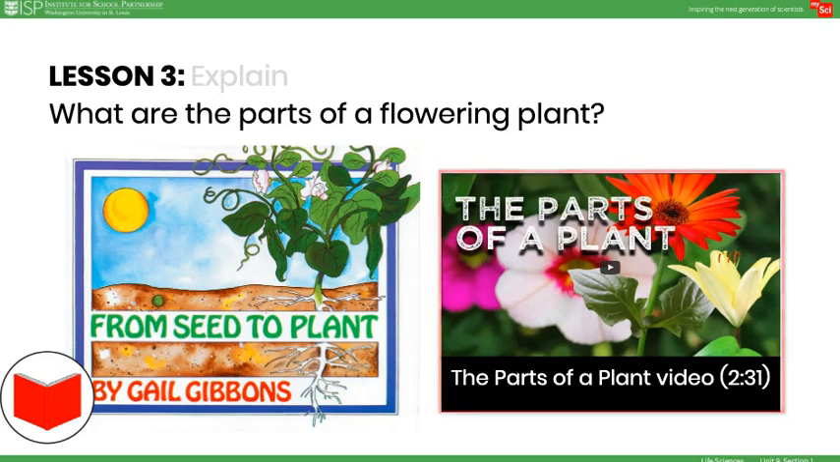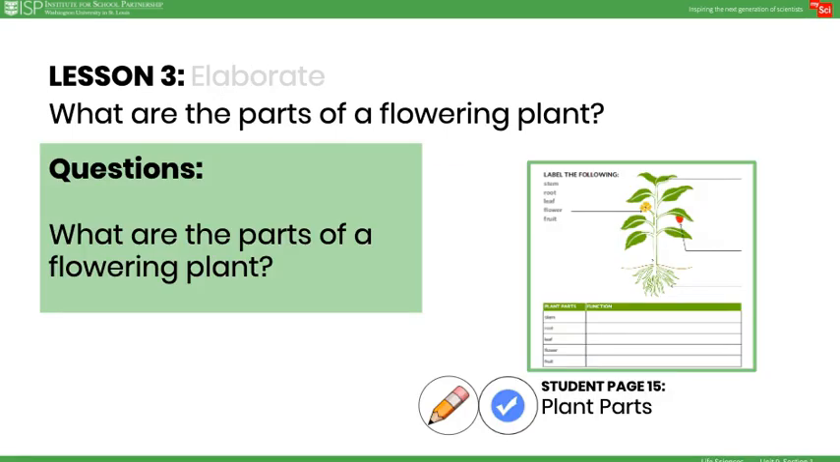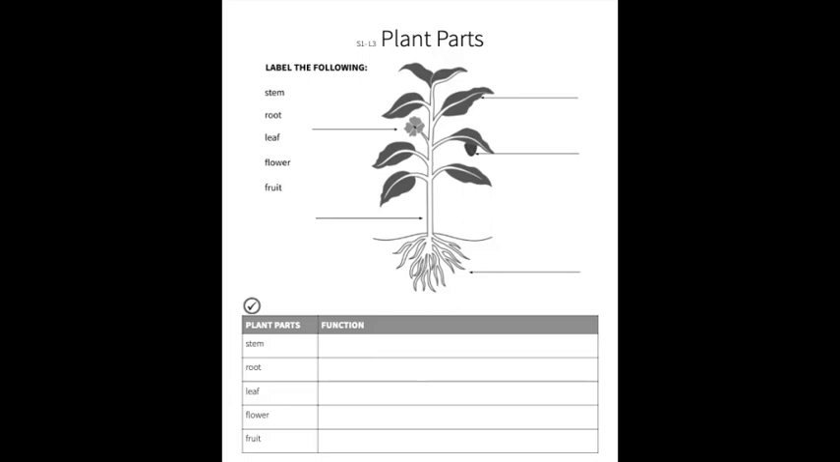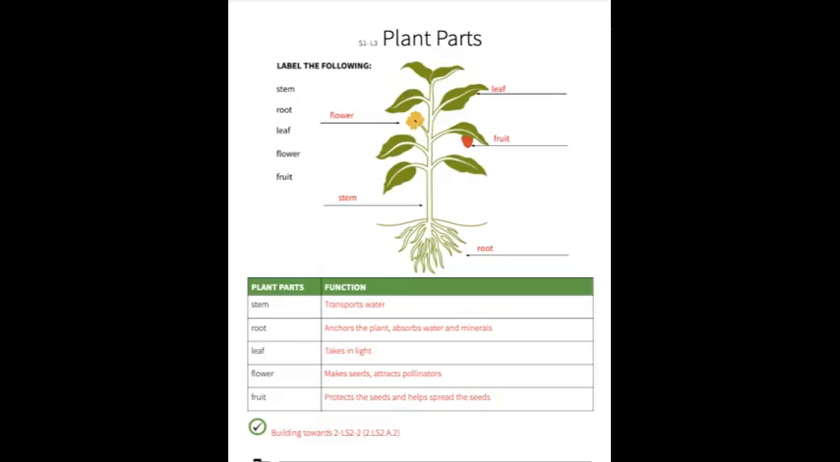Then show this video on parts of a plant. After the video, ask students about the parts of a plant, encouraging discussions of plant parts and the job that each one does to keep the plant healthy. In the Elaborate, direct students to the Plant Parts worksheet on Student Journal page 15 to label the plant parts and write the function of each in the space provided. A key for this page is provided on Teacher page 12.